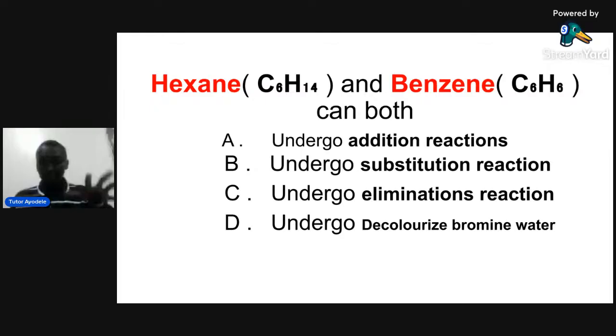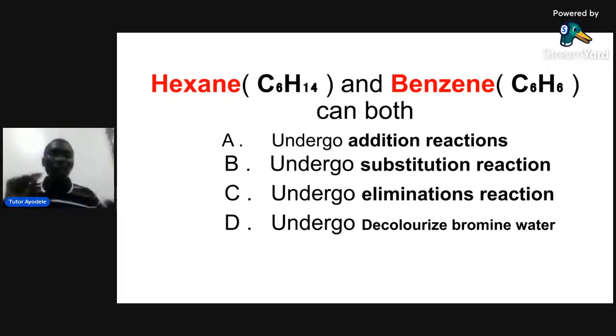Why alkenes, and the cyclo form of alkenes is what? Cycloalkenes. Alkynes, what is the cyclo form of alkynes? Cycloalkynes. Those ones and benzenes, they have two or more bonds, so they are referred to as unsaturated. So that is not the reason why benzene prefers substitution reaction.